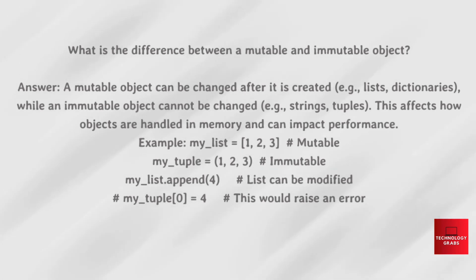What is the difference between a mutable and immutable object? Answer: a mutable object can be changed after it is created, for example lists and dictionaries, while an immutable object cannot be changed, for example strings and tuples. This affects how objects are handled in memory and can impact performance. Example: my_list = [1, 2, 3] # mutable, my_tuple = (1, 2, 3) # immutable, my_list.append(4) # list can be modified, my_tuple[0] = 4 # this would raise an error.